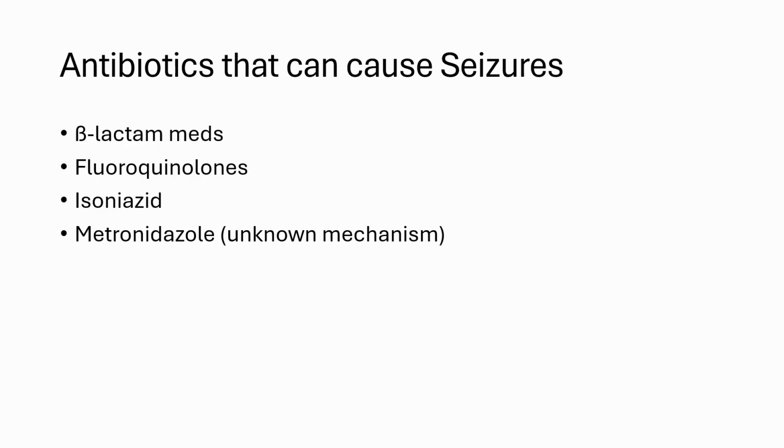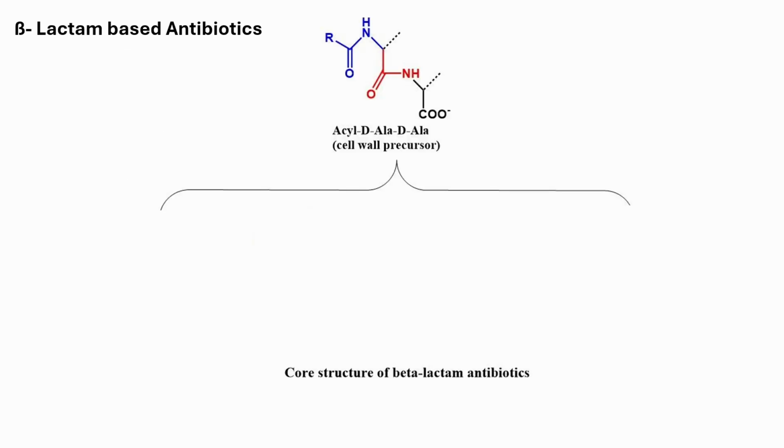Now, the antibiotics, forgive me, that can cause seizures are the beta-lactams, the fluoroquinolones, isoniazid, and metronidazole. I'm going to be talking about how that happens, except for metronidazole, because really the mechanism isn't known. So this is just one of those things, like metronidazole, it just causes seizures. Fancy.